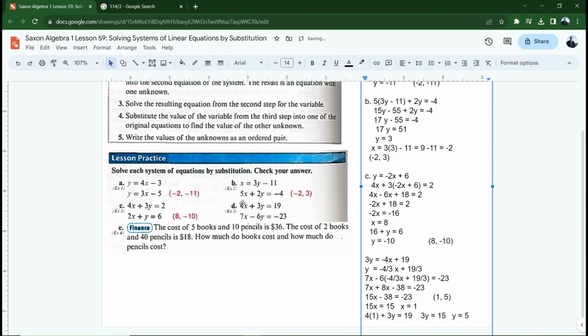Let's see if that works. 4 times 1 plus 3 times 5. 3 times 5 is 15. 15 plus 4 is 19. Check. And then I'm going to plug in 1, 5 here. 7 times 1 is 7. Minus 6 times 5, which is 30. 7 minus 30 is negative 23. I found the ordered pair that solves both equations.